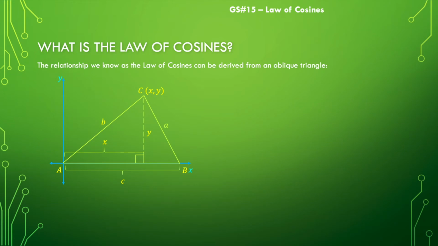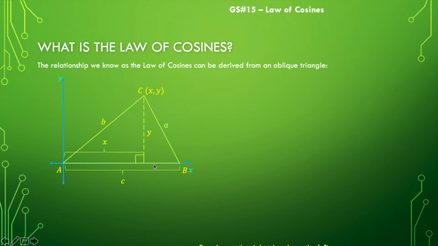So the law of cosines is a relationship that we can see within an oblique triangle or any triangle. And we can derive that if we put an oblique triangle so that one side is along the positive x-axis, and then the other two sides extend from the vertices on the positive x-axis. Okay, so we're going to focus on this left-hand triangle.